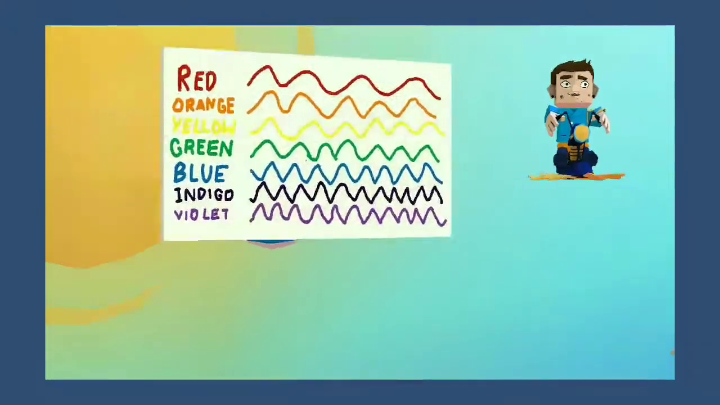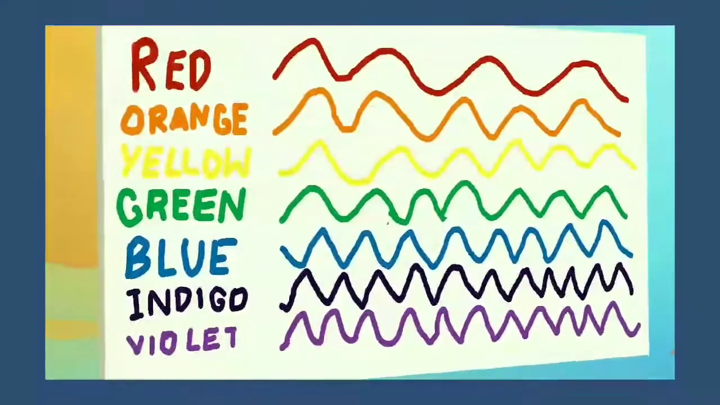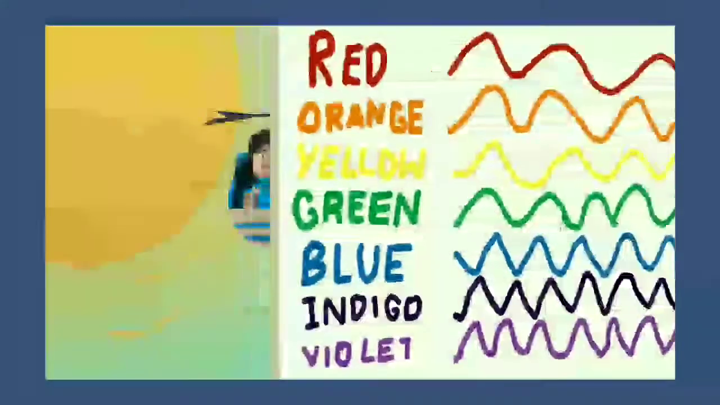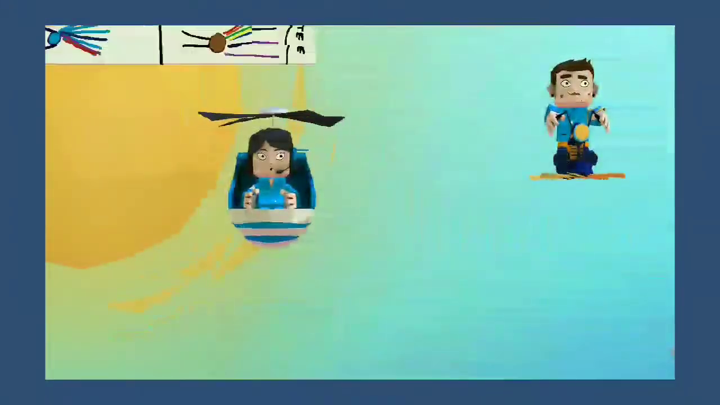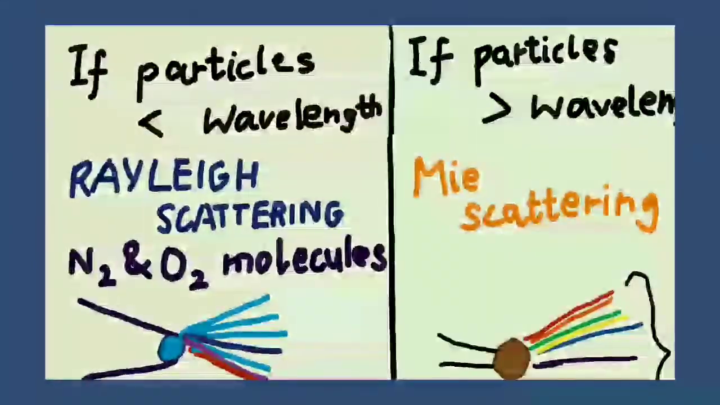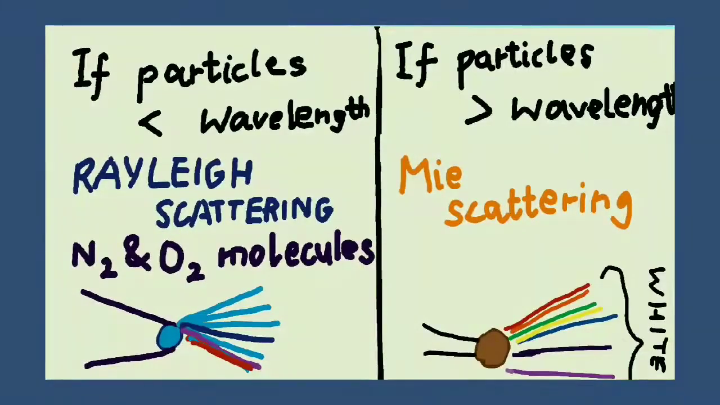Number 1. Sunlight is made out of light of many different wavelengths. Red has the longest wavelength and violet has the shortest wavelength. Number 2. The Earth's atmosphere is made out of molecules that scatter different wavelength light by different amounts.